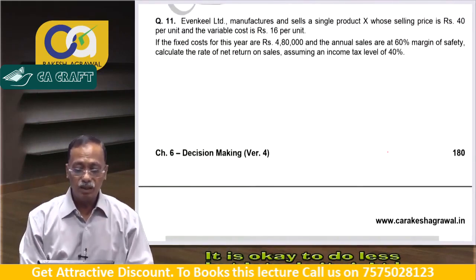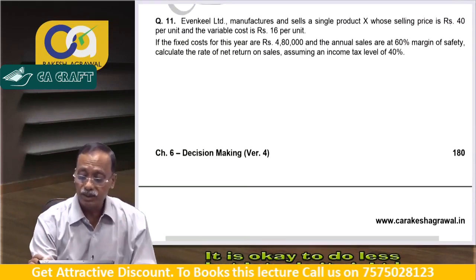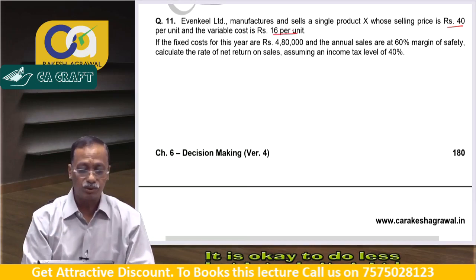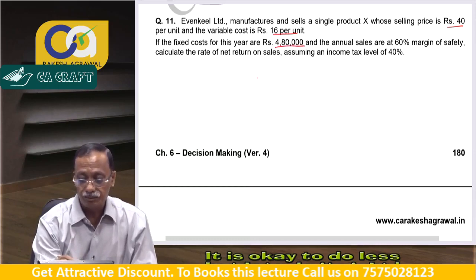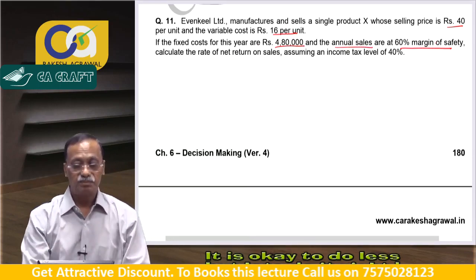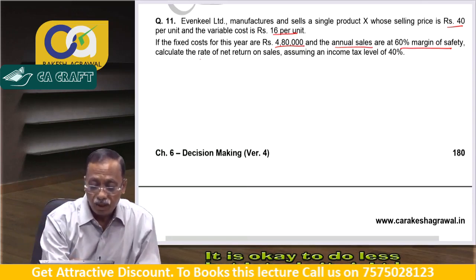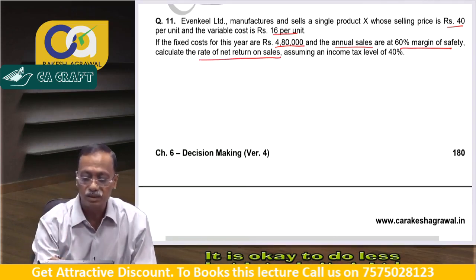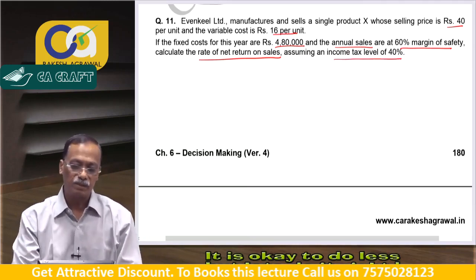Question number 11. Even Keel Limited manufactures and sells a single product X whose selling price is rupees 40 per unit and variable cost is 16 per unit. So the remaining is contribution. If fixed cost for this year is rupees 4,80,000 and annual sales are at 60% margin of safety, calculate the rate of net return on sales, assuming income tax level of 40%.